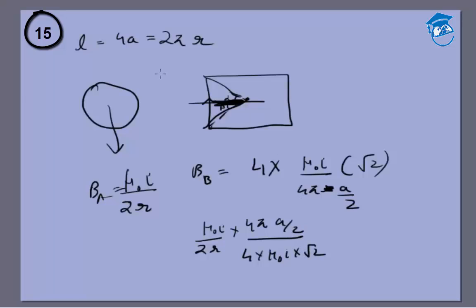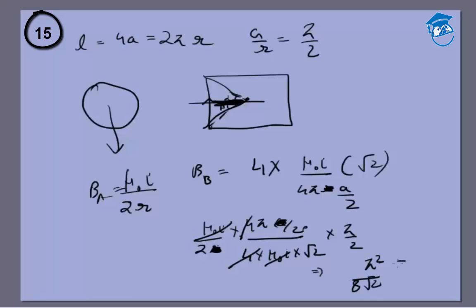And what is A by R? A by R is equal to 2 pi by 4, which is pi by 2. So we can write A by R as another pi by 2. What will we get? Mu naught I will cancel. 4 will cancel with this. And what we are left with is pi squared divided by 2 into 2 into 2, 8 into root 2, pi squared by 8 root 2, which means the answer is option 4.